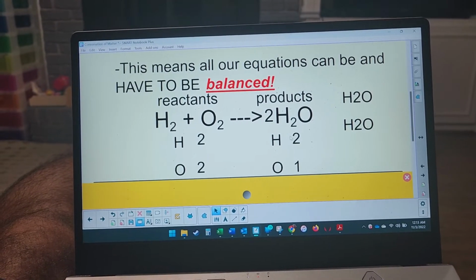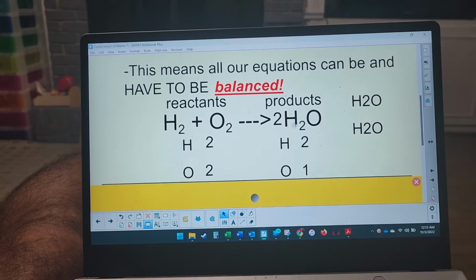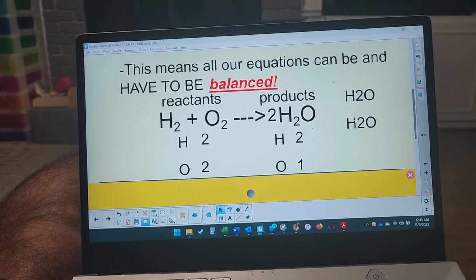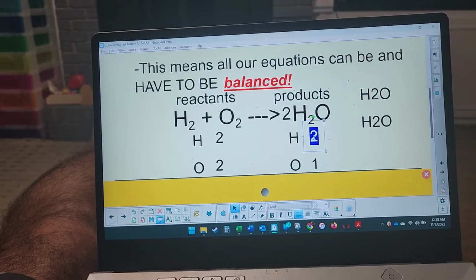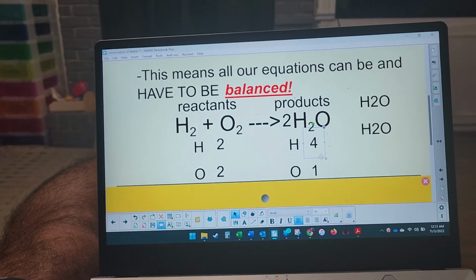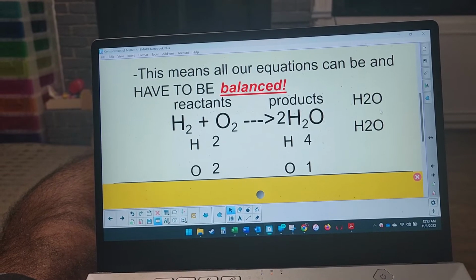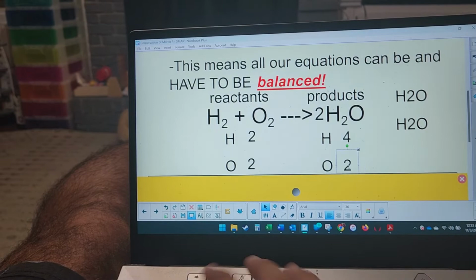So what I do here, simple enough, is once I put this coefficient 2 here, then I reevaluate how many I have. Well, I have 2 H2Os, so I have 1, 2, 3, 4 H's. So this 2 has now become a 4. Okay? And then over here, I have 2 O's, O and O, right? So therefore, this changes to a 2.